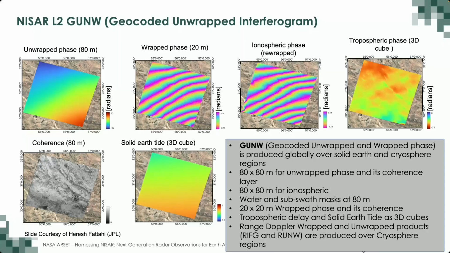And then the tropospheric delay and solid Earth tide are actually stored as 3D cubes, which is a little bit complicated to explain and a more advanced topic. And the range Doppler interferogram and range Doppler unwrapped interferogram are only saved and stored in the archive for over cryosphere regions, some areas of Greenland, Antarctica, and other major ice sheets.